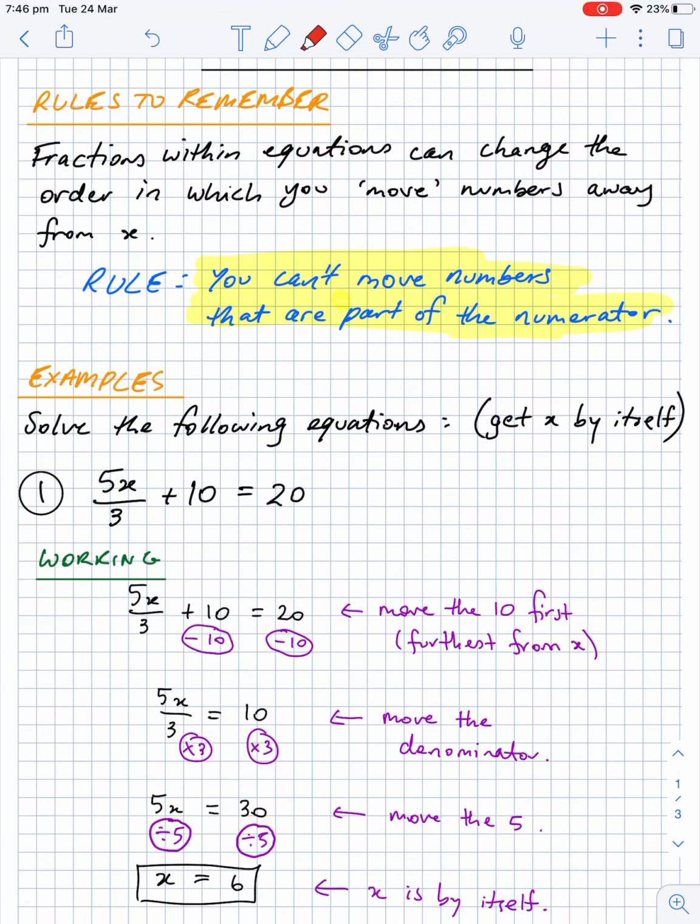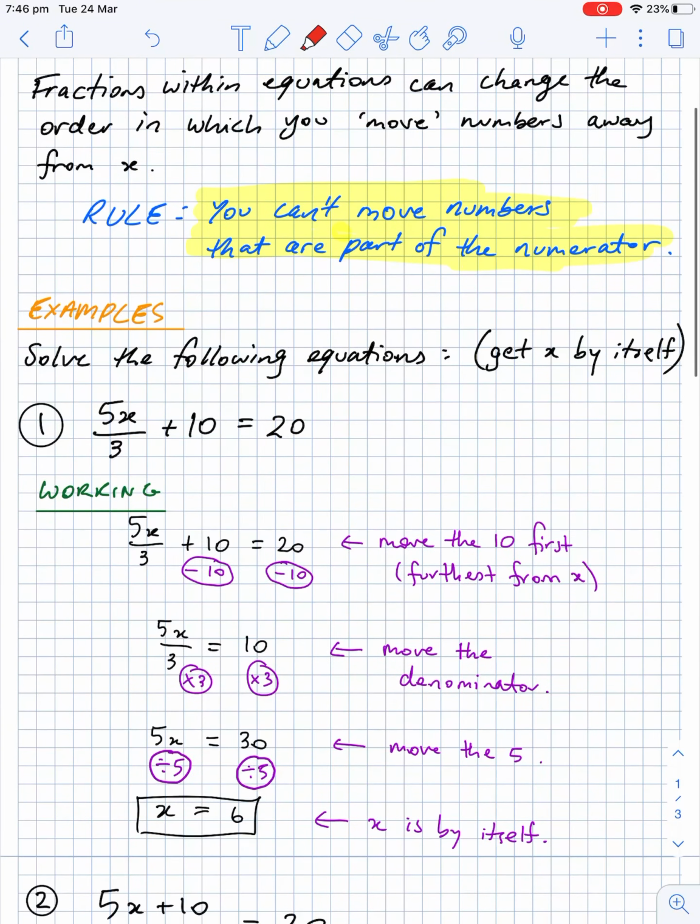Well, straight away I think to myself, let's get rid of the plus 10. It's furthest away from x, so let's minus 10 from both sides. Do the opposite of plus 10. When I do that, 20 take away 10 is 10. 10 take away 10, they cancel, so they vanish. And you're left over with your 5x over 3, and 20 take away 10 makes your 10. And then the equals in the middle, remember.